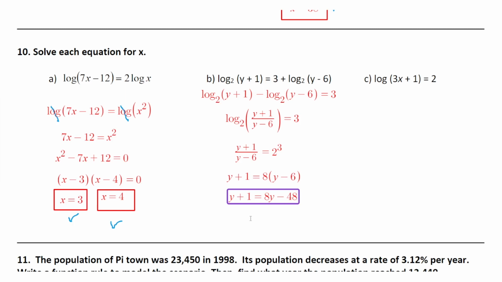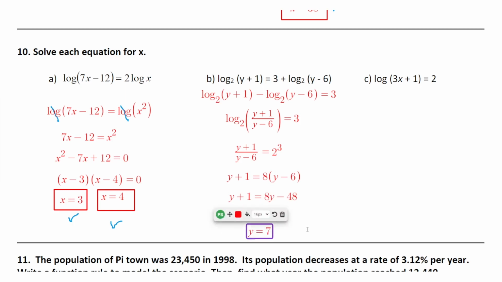And now I just need to move around my y's and all my terms, and I should be good here. So if I subtract y from both sides, that's going to leave me with a 7y. And then if I add 48 to both sides to get rid of this one, 48 plus 1 is going to be 49. And if I divide both sides by 7, I do get y equals 7.